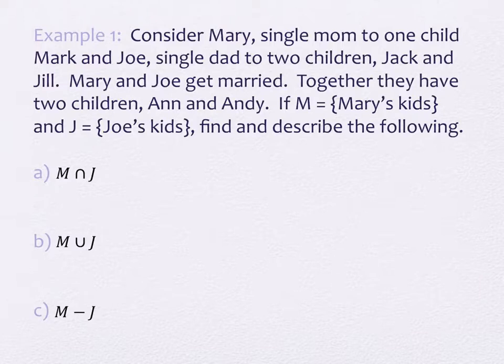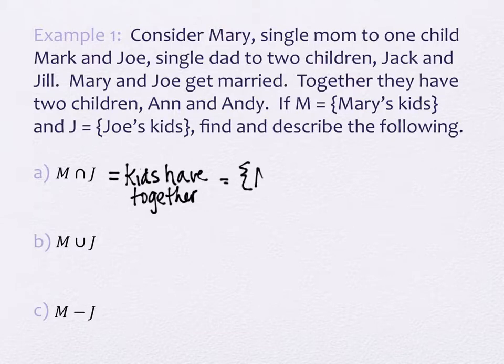So, M is Mary's kids, J is Joe's kids. What would M intersect J be? It would be Ann and Andy, which are the kids they had together, right? And of course, we're talking biological kids for the sake of this argument. So, the kids they have together. Like you said, that would be Ann and Andy.